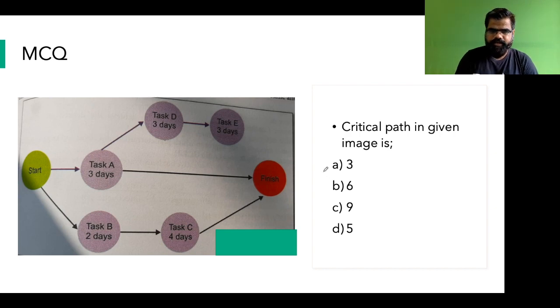Now let's take the second question. So you have a second question, students. If you see the image, they're talking about network analysis. They're just asking you, what is the critical path in the given image?